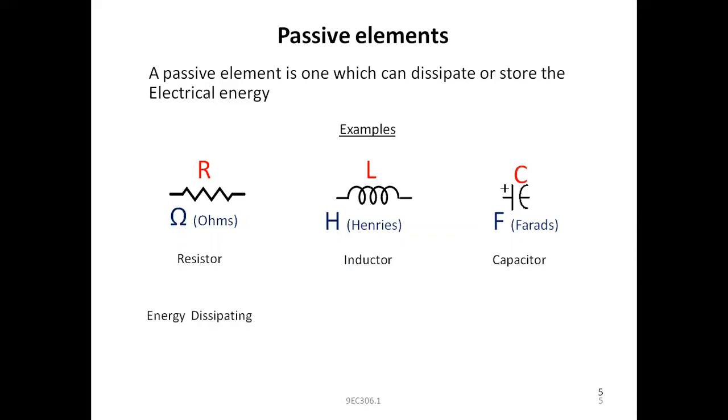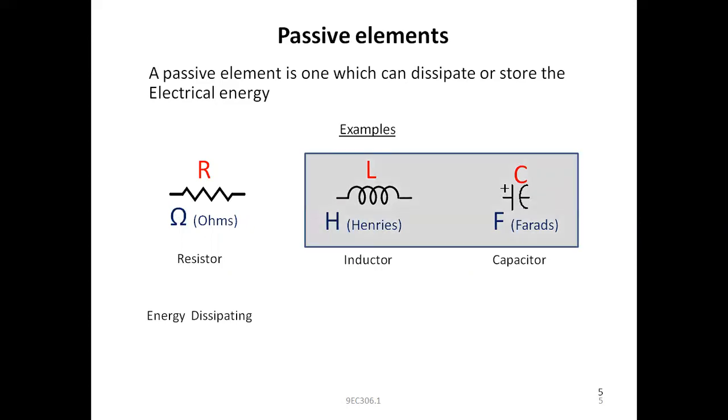The resistor is an energy dissipating element, whereas the inductor and capacitor are energy storing elements. So a passive element is one which can dissipate or store the electrical energy.